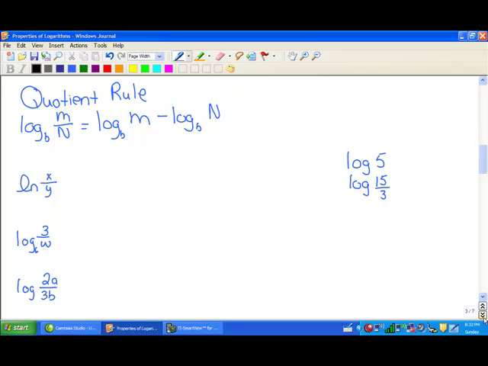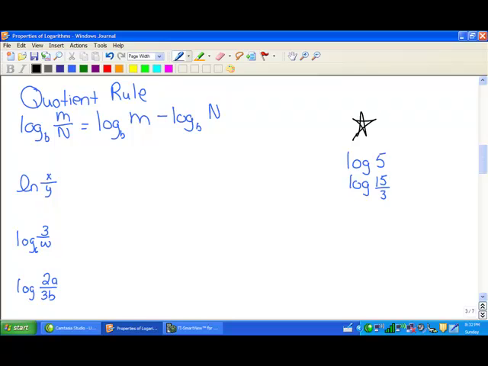Now, let's throw another rule in there called the quotient rule. The quotient rule says if we have log base b of m divided by n, or log base b of a quotient, that will turn into the difference of the logs of the factors, or log base b of m minus log base b of n. Again, let's verify that on the calculator.